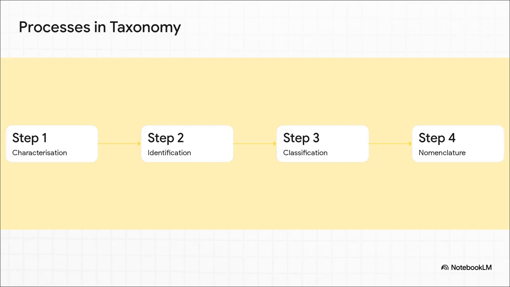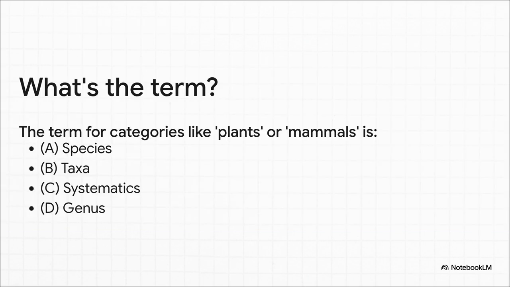It's a 4-step process, and the order is super important. First, you study the organism's features. That's characterization. Then you figure out what it is. That's identification. Next, you group it with similar organisms. That's classification. And finally, you give it that official 2-part name. That's nomenclature. A great way to remember the order is, can I classify now? CICN.